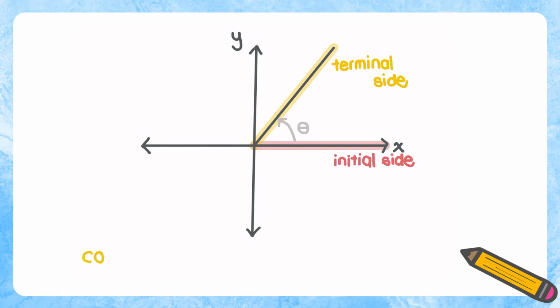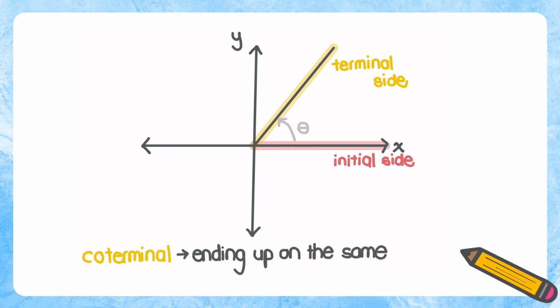And so to be coterminal means to end up at the same spot. And we'll take a look at what exactly that looks like. So to be coterminal means to end up on the same terminal side.